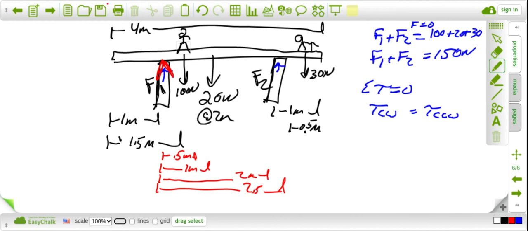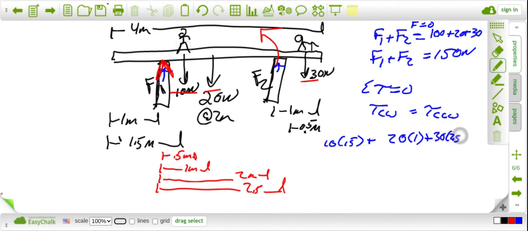And so there are 3 forces working in a clockwise direction, and there's 1 force acting in a counterclockwise direction. And so the torques would go something like this. They would be 10 times 0.5 plus 20 times 1 plus 30 times 2.5 equals 2F2. And so now you can work this backwards to solve for F2.